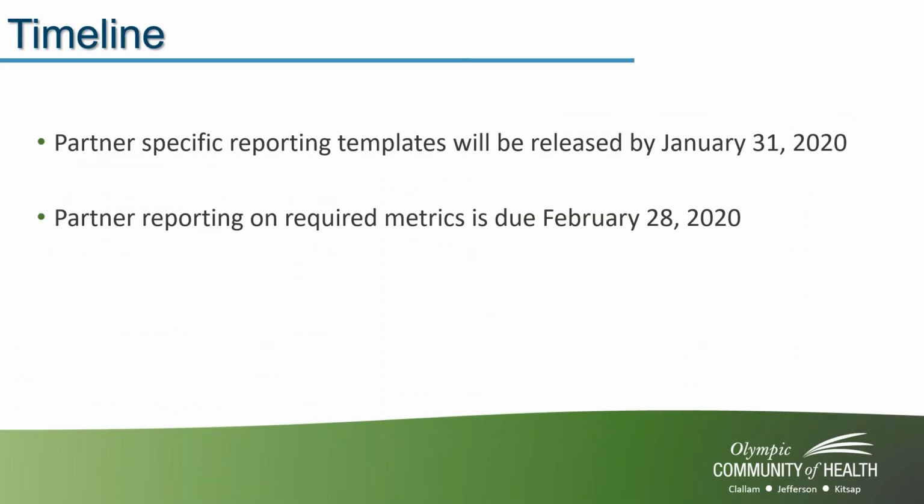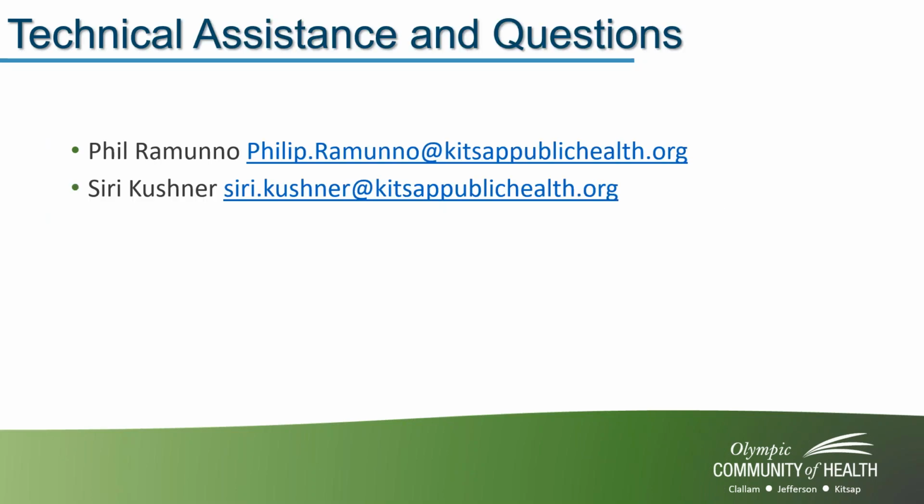Again, the partner-specific reporting templates will be released to partners sometime in January, and at the latest by January 31st, 2020. Partner reporting on the required metrics is due to the Olympic Community of Health by February 28, 2020.